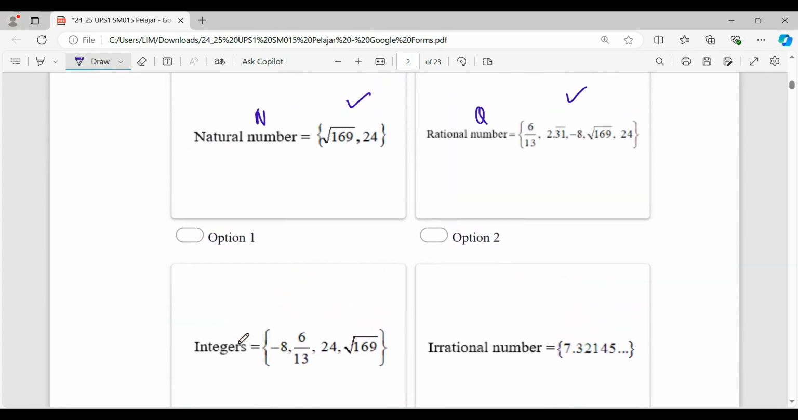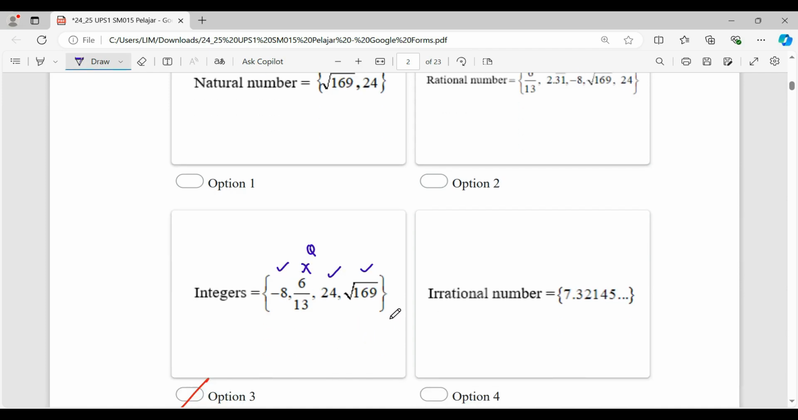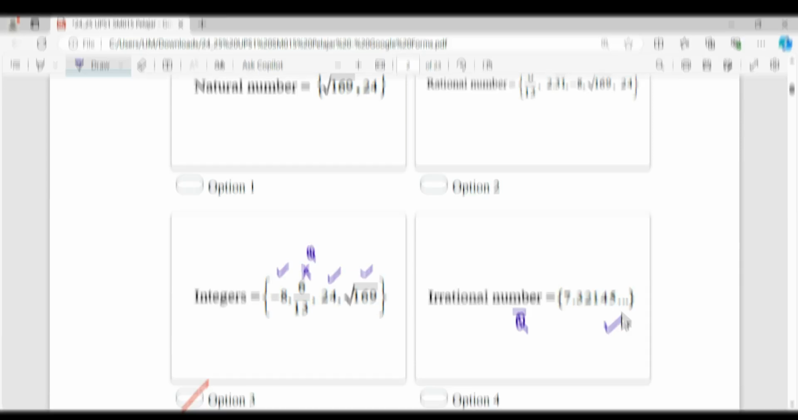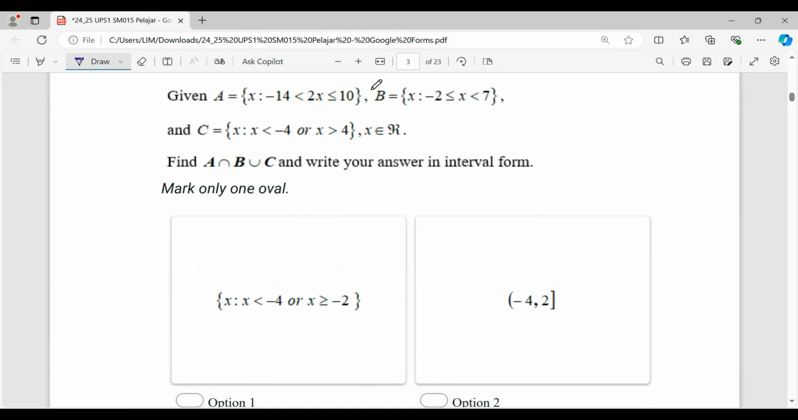Then we go for this. Negative 8 is an integer, yes. But this one is not. This is rational, so this is an integer, a positive integer. This is a positive integer, so yes. So our answer will be this option where the statement is false. Coming to irrational numbers, we have a decimal number where the decimal is not in a pattern, so this is true.